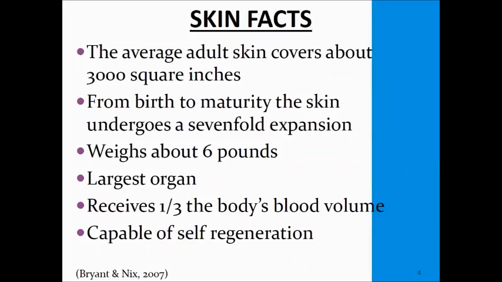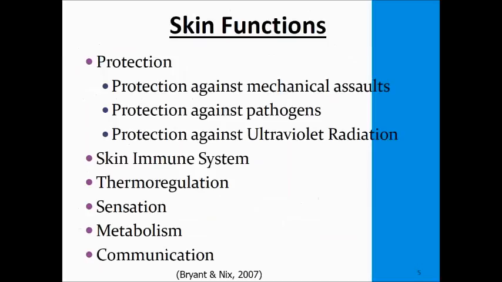So I want to start off with the basics, skin facts. The average adult skin covers about 3,000 square inches. From birth to maturity, the skin undergoes a 7-fold expansion, weighs about 6 pounds, is the largest organ, receives 1/3 of the body's circulating blood volume, and is capable of self-regeneration. So lost skin cells are replaced with new skin cells, and it repairs itself by connective tissue formation or by scar formation. So skin functions include protection.